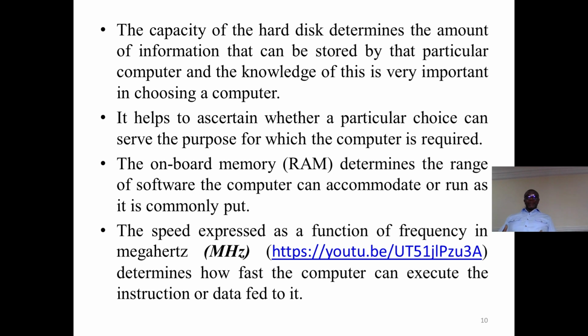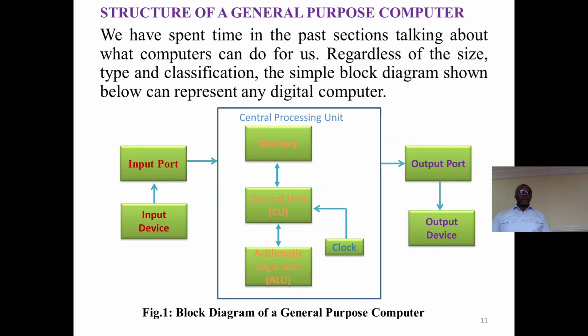The onboard memory, otherwise known as RAM, determines the range of software the computer can accommodate or run, as it is commonly put. The speed, expressed as a function of frequency in megahertz, determines how fast the computer can execute the instruction or data fed to it. You can look up this speed in the link given.